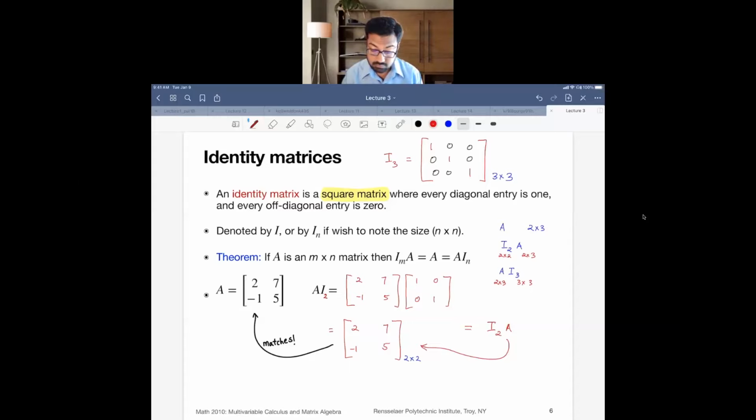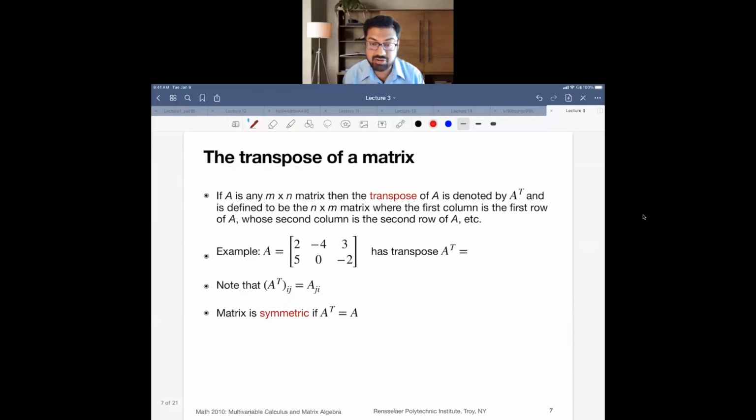The transpose of a matrix. Essentially we are changing the rows to the columns and columns to the rows, so we are sort of flipping the matrix here with the transpose. If A is any matrix of size m by n, m rows and n columns, then the transpose of A is denoted as A superscript T, that is A transpose, and it is defined as n rows, m columns. So we are essentially turning the matrix 90 degrees.